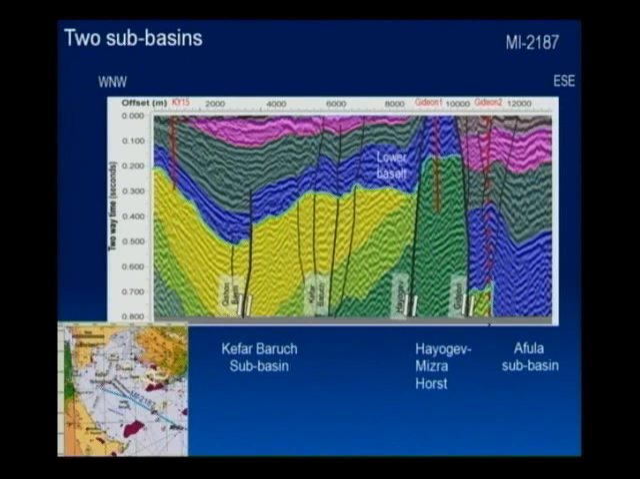And we could track the celeste-colored horizon, that is the RTS, the regional truncation surface, reminding you of the previous episode of the Oligocene truncation. We see that this horizon overlies different units in each place. In Kfar Baruch, it overlies the Avedat group. In the Mizra high, it overlies the Judea group, whereas in the Afula Basin, it overlies the Mount Scopus group. So there are some changes among very proximal areas in the basins.